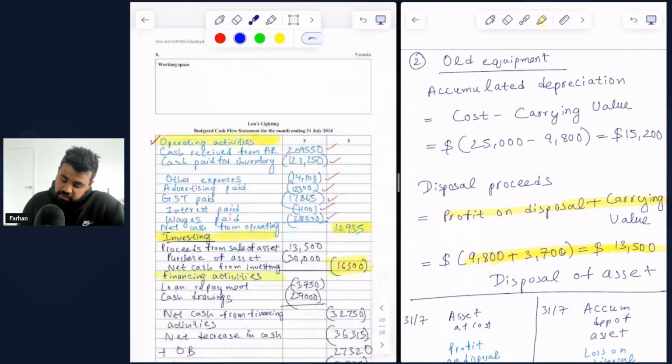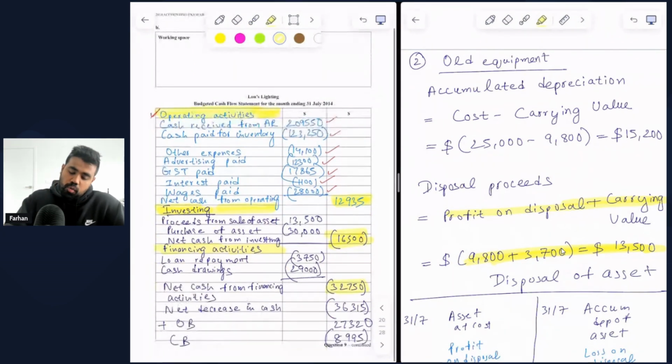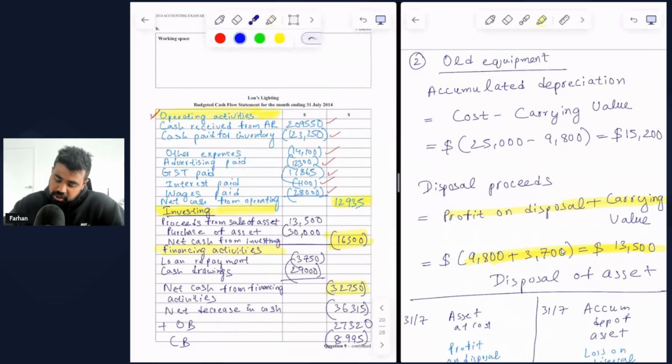And the net cash from financing activities was negative 32,750. Right. So what you do now, you take 12,935, you subtract 16,500, and then you subtract 32,750, you get a negative amount of 36,315.